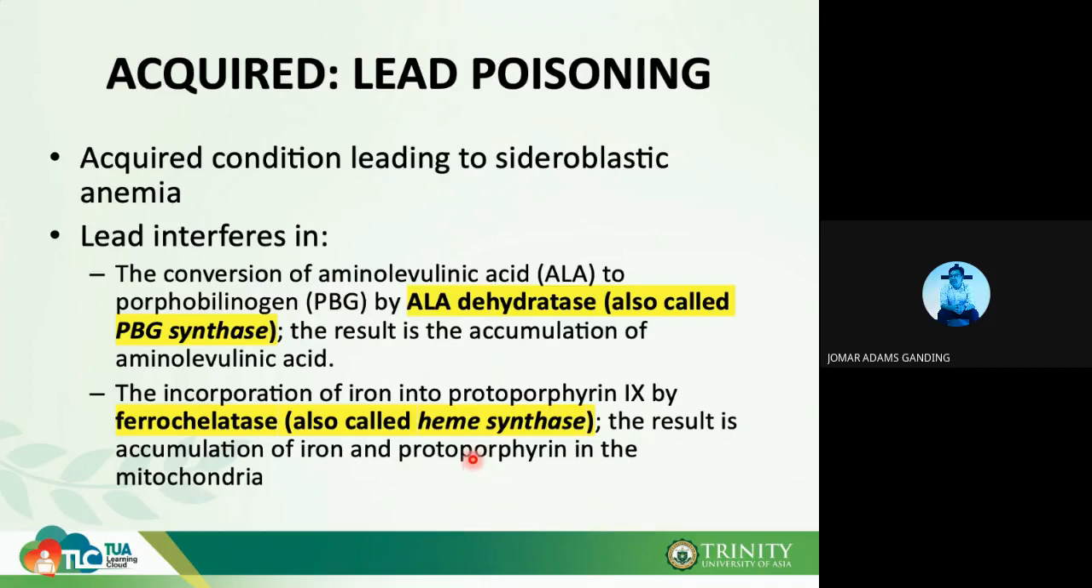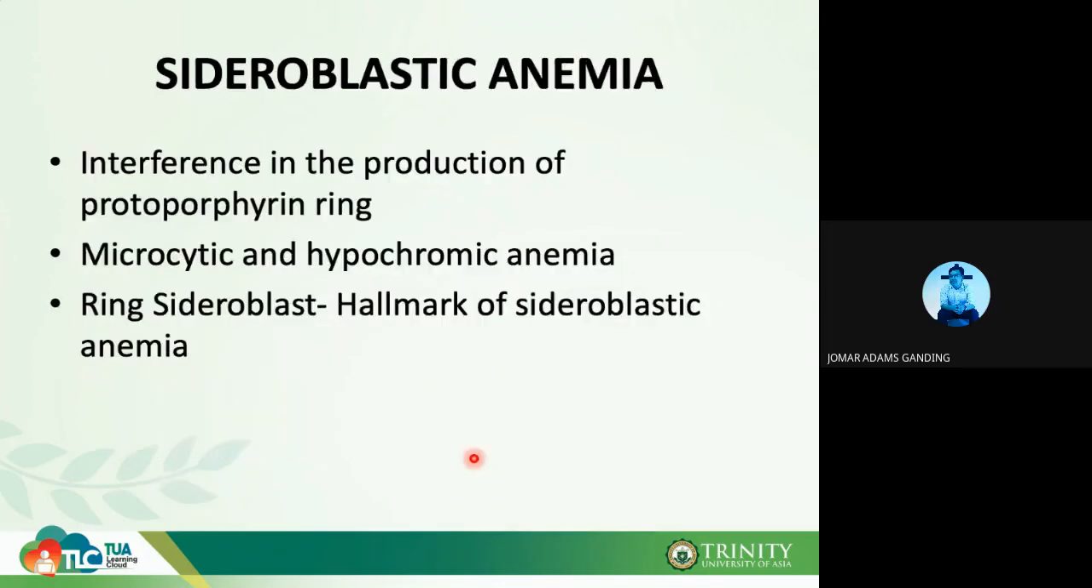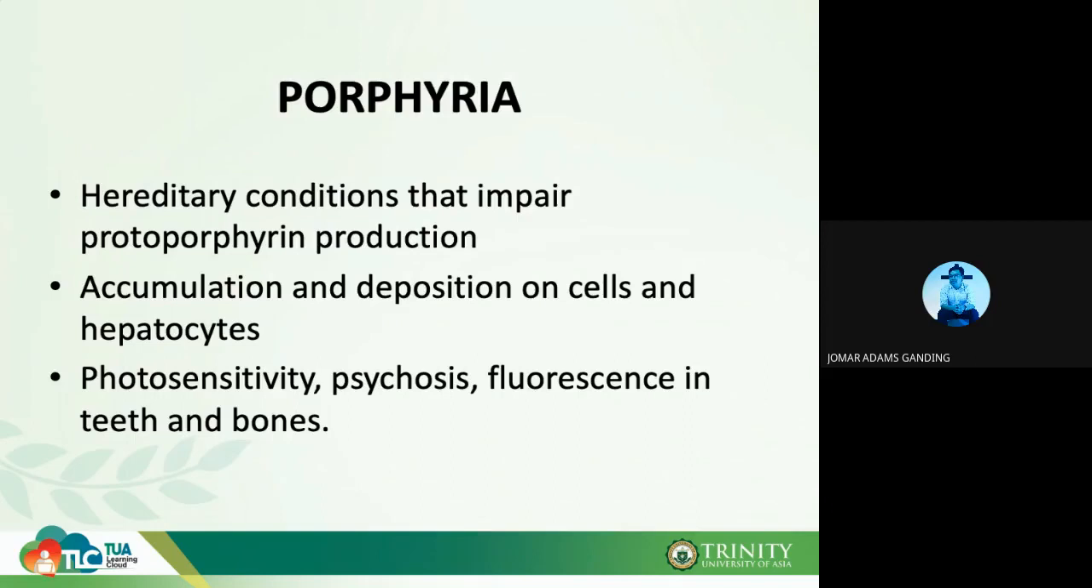And because of the low formation of heme, no hemoglobin will be produced, thereby causing sideroblastic anemia, which is a microcytic hypochromic anemia. Okay? One thing that is also very much associated with sideroblastic anemia is porphyria. Porphyria, on the other hand, is more of a hereditary condition that impairs your heme synthesis, or impairs your protoporphyrin production. That is why we call it porphyria.